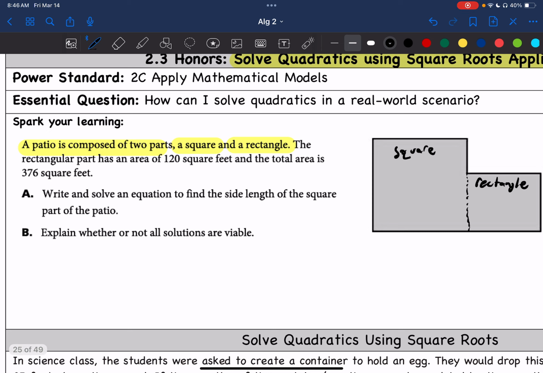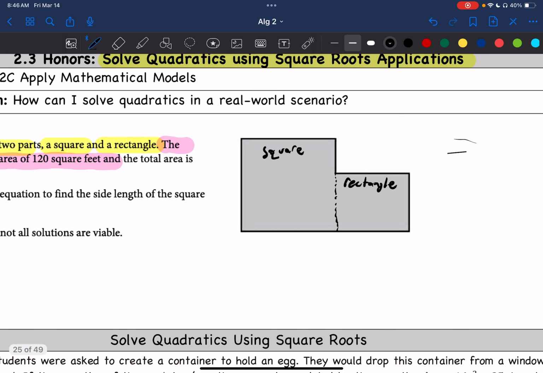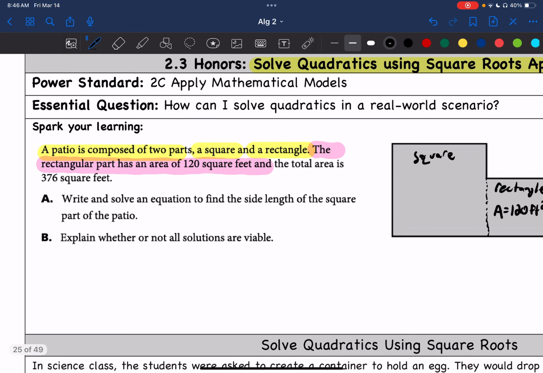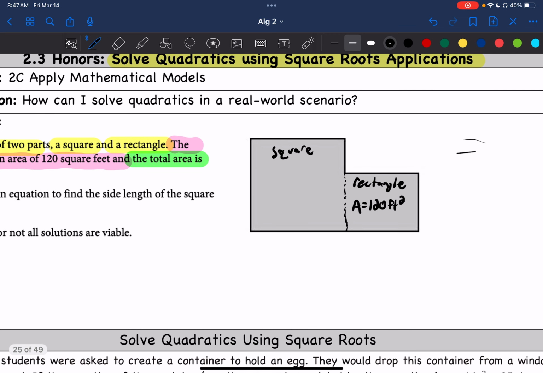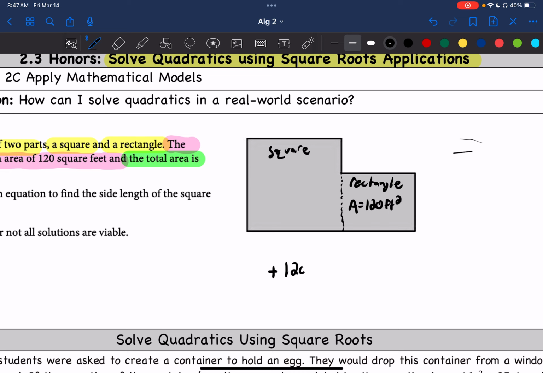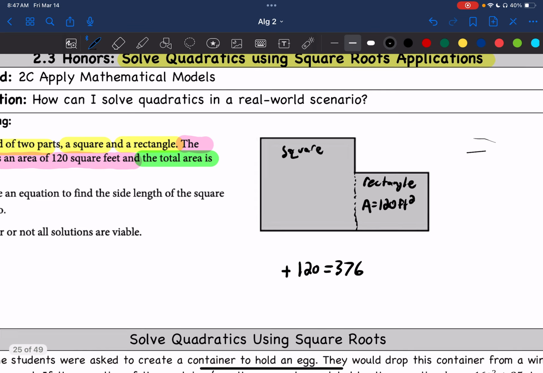What else do we know? The rectangular part has an area of 120 square feet. So the rectangle over here, we're going to say A is equal to 120 square feet. And then the final thing we know, the total area is 376 square feet. So that means the area of this square plus 120 square feet is going to give us the total of 376 square feet.